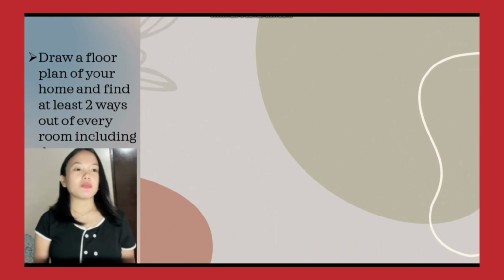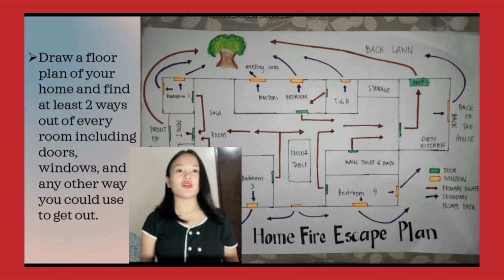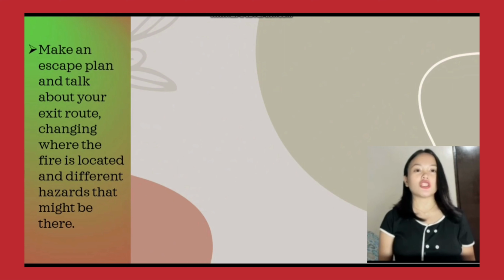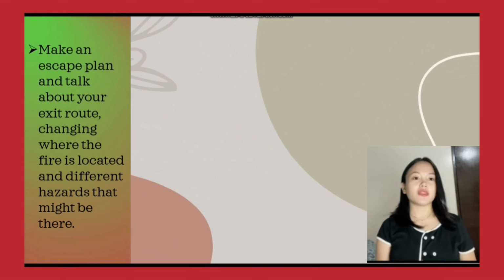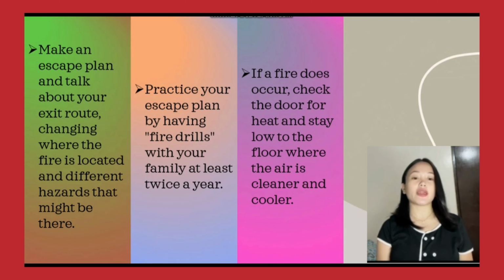So as you can see in the picture, this is the home fire escape plan. You need to draw a plan of your home and find at least 2 ways out of every room, including doors, windows, and any other way you could use to get out. Make an escape plan and talk about your exit route, changing where the fire is located and different hazards that might be there. So practice your escape plan by having fire drills with your family at least twice a year.